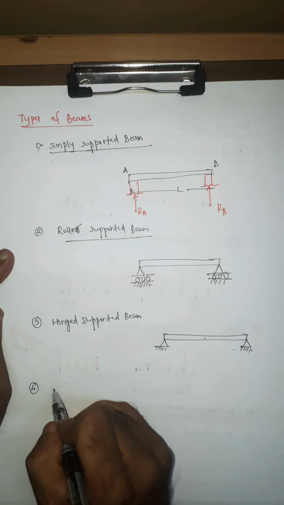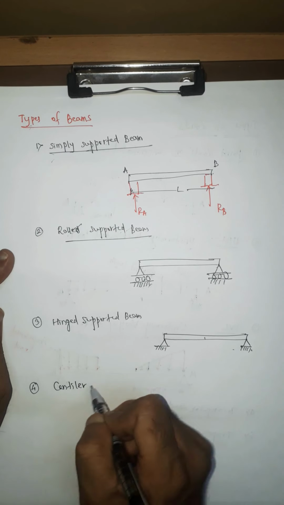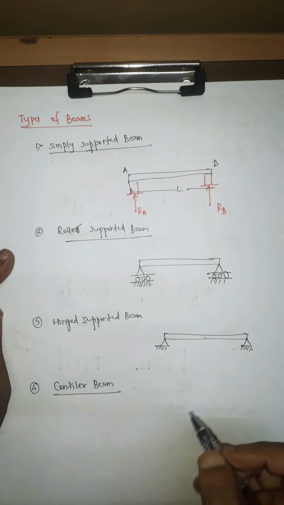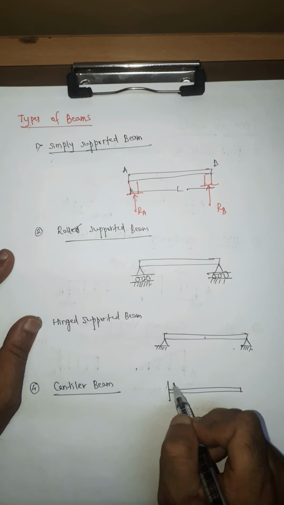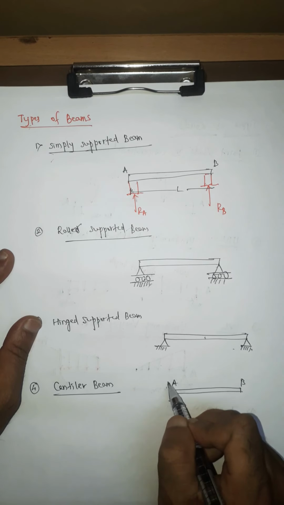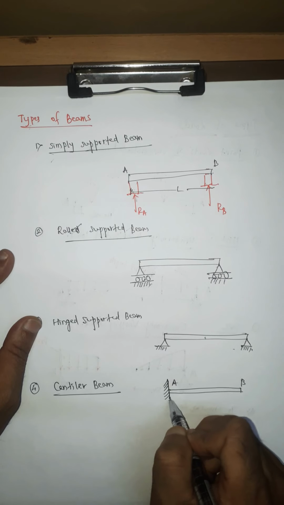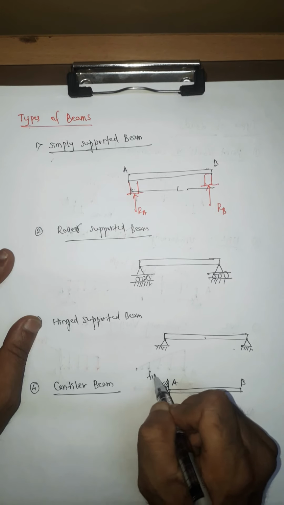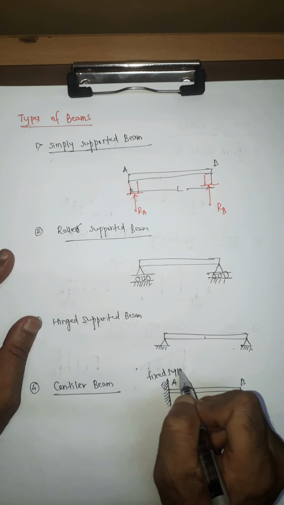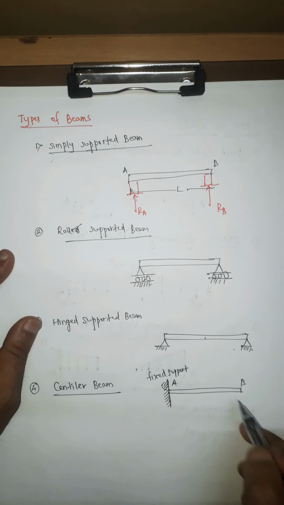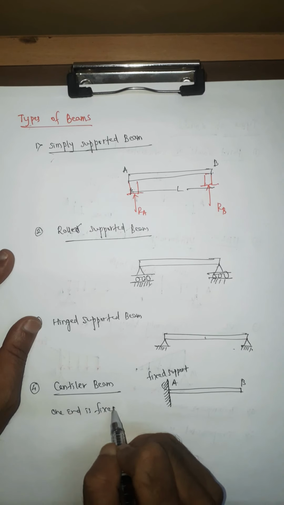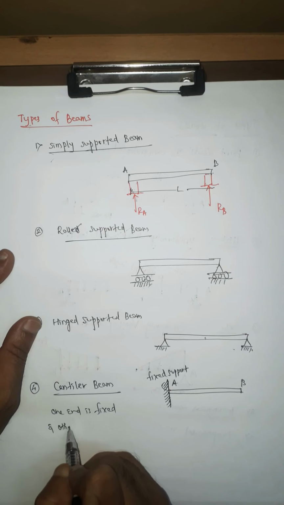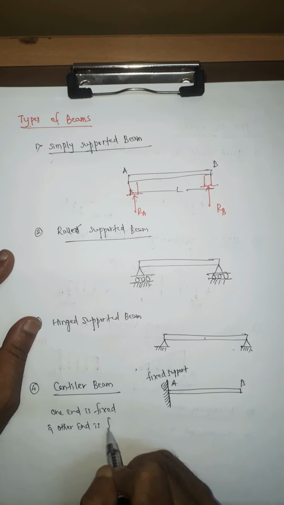The fourth one will be the cantilever beam. What do you mean by cantilever? Now see, this is the beam AB, and at one end we are going to provide a fixed support. This is the fixed support. At one end the beam will be fixed and at the other end it will be free. One end is fixed and the other end is free.